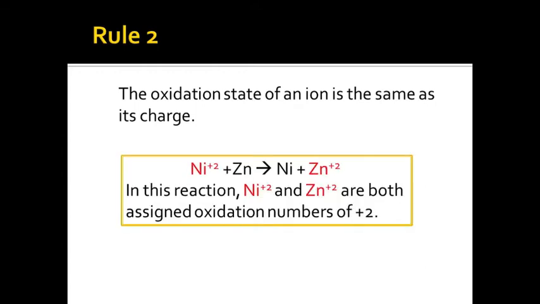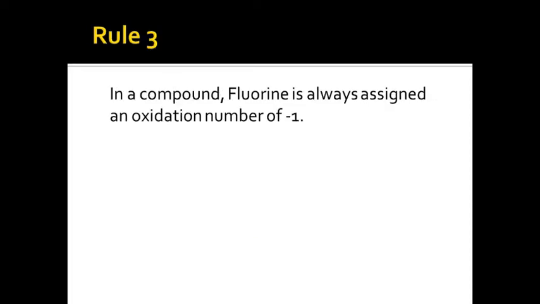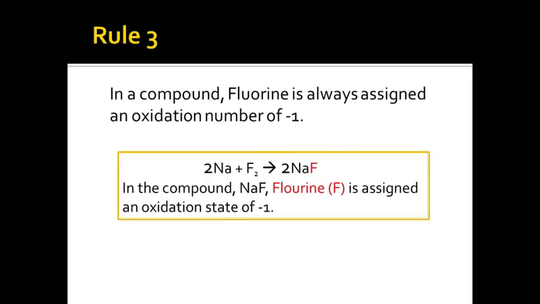In this reaction, both nickel ions and zinc ions are present. Both ions have charges of +2. According to the rule above, nickel and zinc are consequently assigned oxidation numbers of +2. Rule 3. In a compound, fluorine is always assigned an oxidation number of -1.